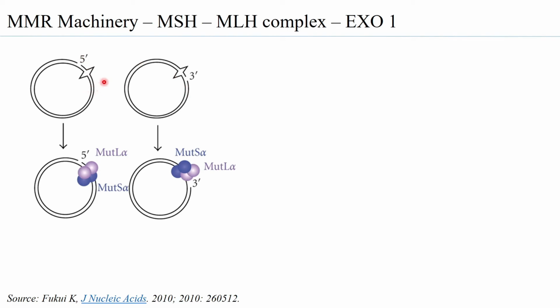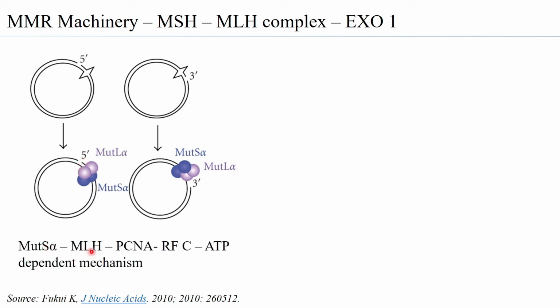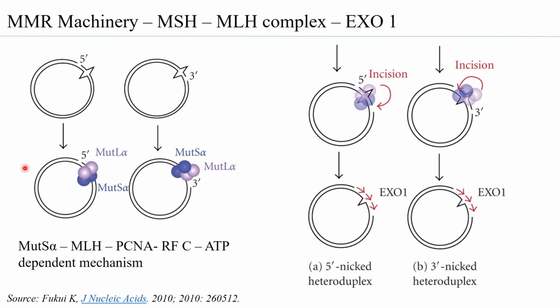But essentially, what happens is the MutS alpha first comes and binds to the mismatch, and then it loads the MutL alpha. Now, when the MutL alpha binds to the mismatch, what is observed is that you can have the MutS alpha, MLH, PCNA, RFC ATP-dependent mechanism functioning in such a way that the MutL is able to create a nick towards the 3' end of the mismatch.